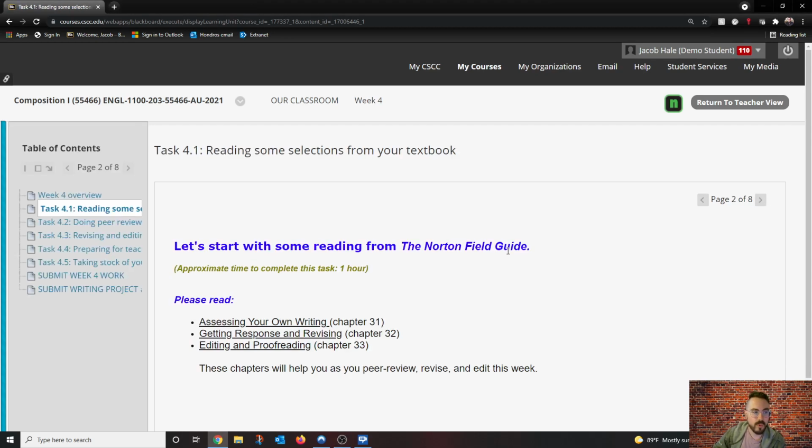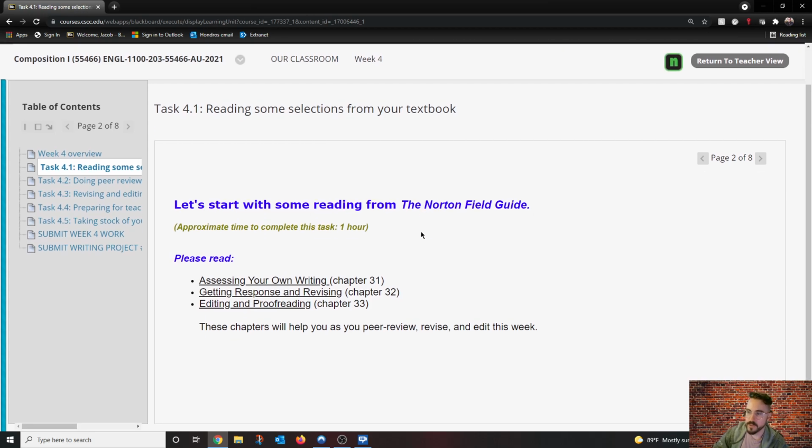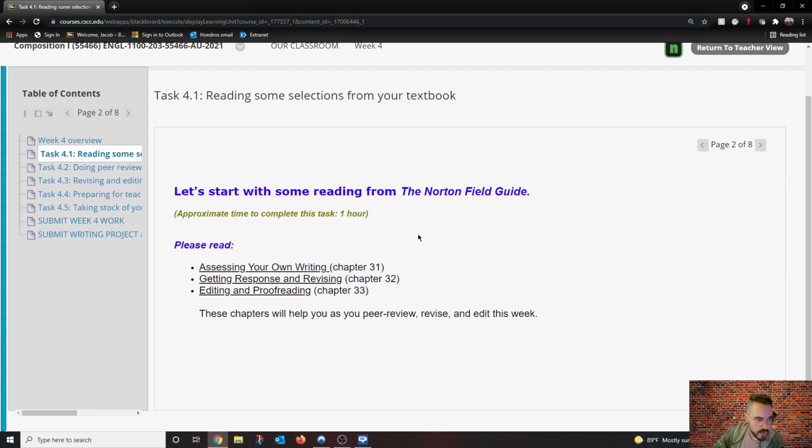For task 4.1, we have some readings from your textbook as per usual. Please read chapter 31 on assessing your own writing, chapter 32 on getting response and revising, and chapter 33 on editing and proofreading. All of these chapters are designed to familiarize you with the peer review process as well as the process of editing and revising a draft before submitting a final product.